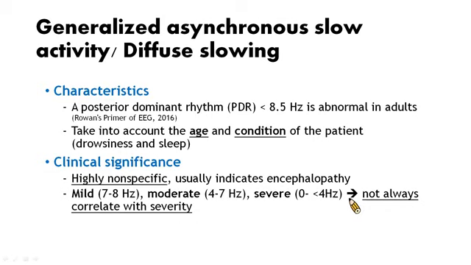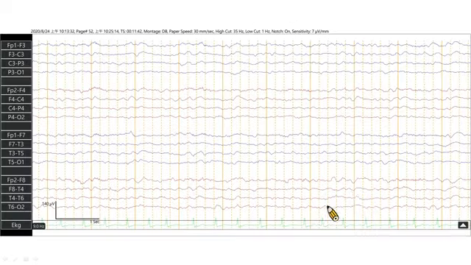One of the examples is alpha coma. The EEG consisted of diffuse alpha activity, but the alpha activity is non-reactive, and the patient is in deep coma. It's called alpha coma. In that case, the frequency is not correlated with severity. And this is an example of diffuse slowing.